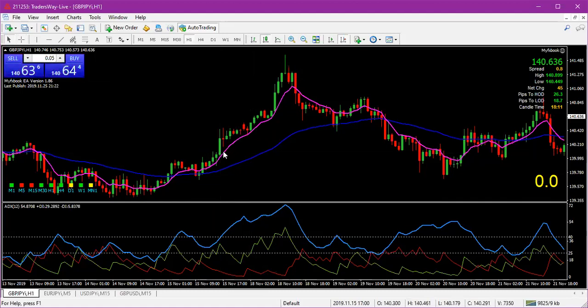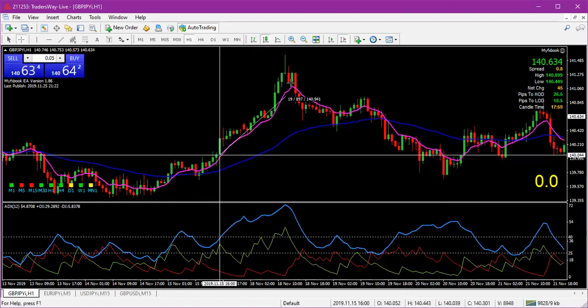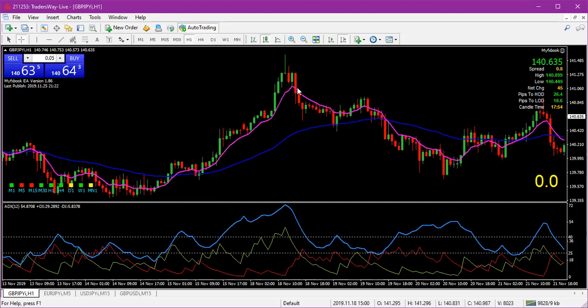Never broke that pink line. Not until it got here. So once it broke here, I could have gotten out and said, oh, okay, I'm out. So even if I did that, that still was 103 pips.